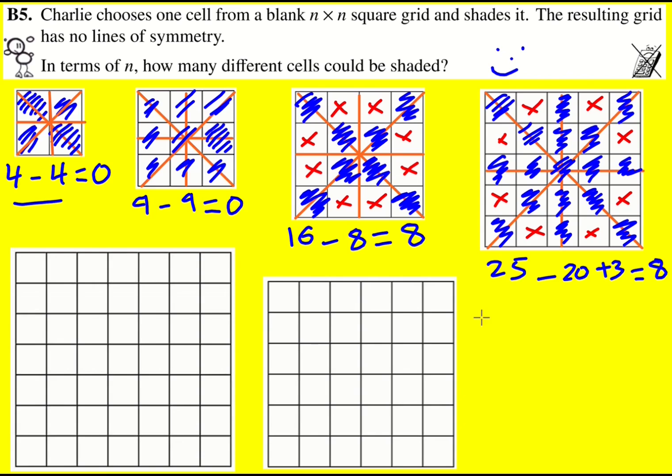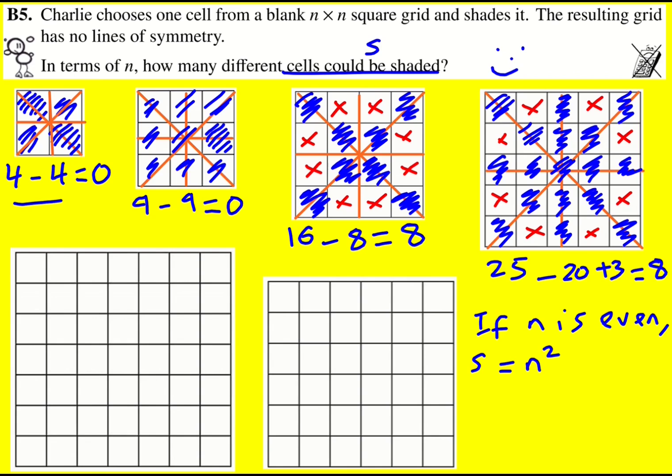So let's start by saying if n is even, then the number of different cells that could be shaded, and maybe I call this, I'm going to give it a name up here. Let's call it S, in fact. Then hopefully I've defined it enough. I've defined it verbally. S is going to equal n squared, because that is the total number of squares that we have.